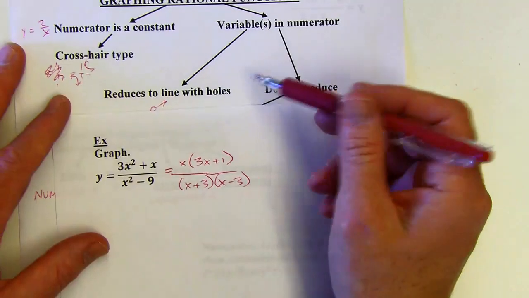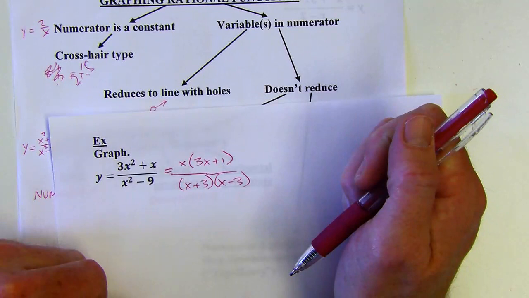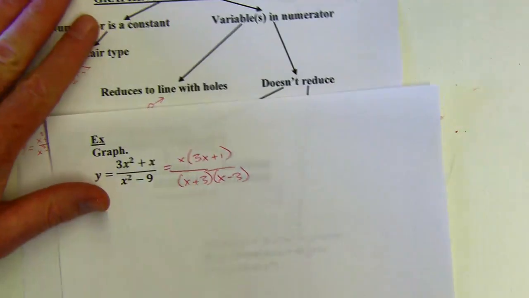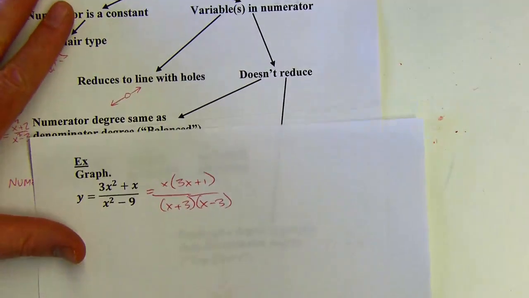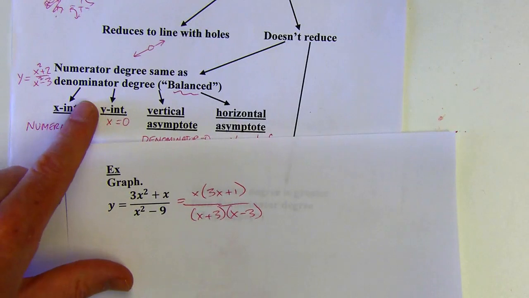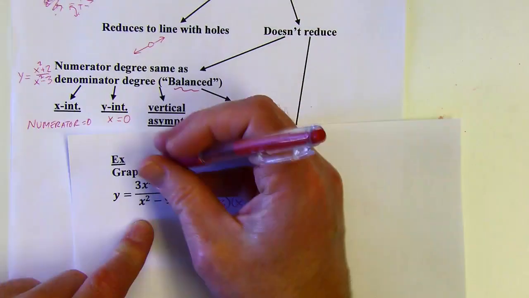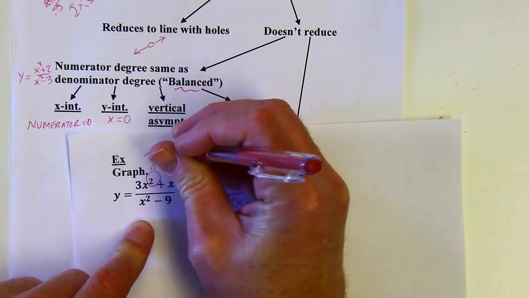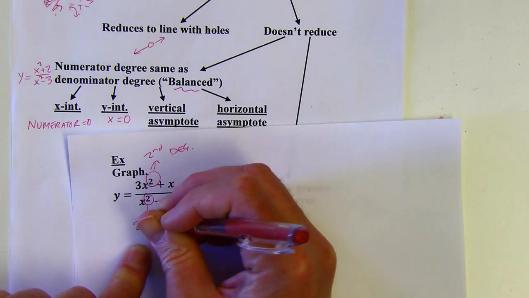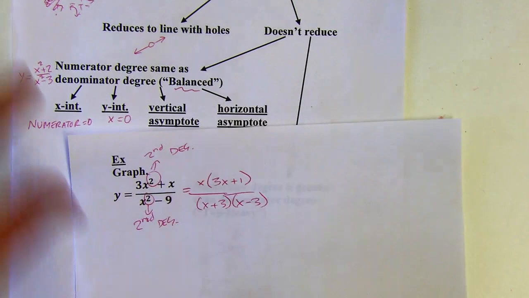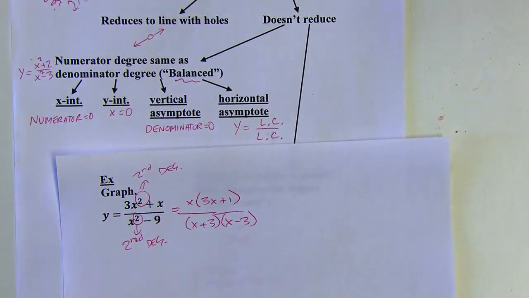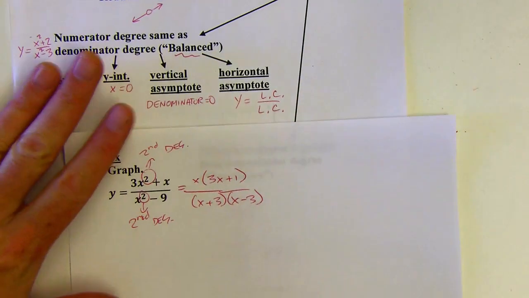So this is not going to be just a line with holes in it, okay? So that's kind of sad, but factoring it is still going to be helpful, okay? So this doesn't reduce, and then I need to look at my next two options. I want to think, does the numerator have the same degree as the denominator? In this case, it does, right? This is second degree, both on top and on bottom. So I'm going to go down this path that I've got here, as opposed to if this were a top-heavy one, okay? So let's start finding the intercepts and asymptotes.